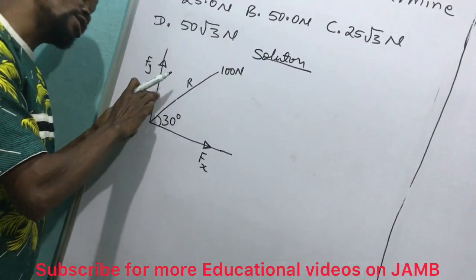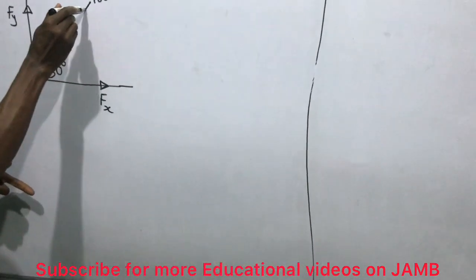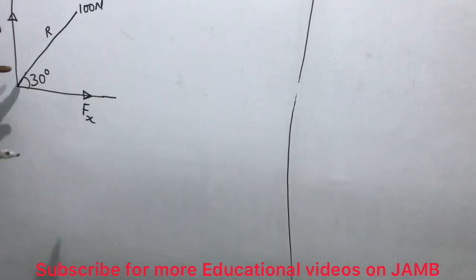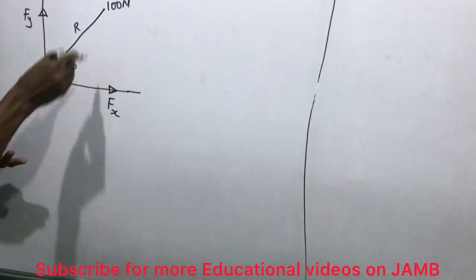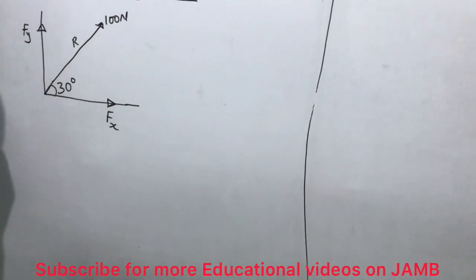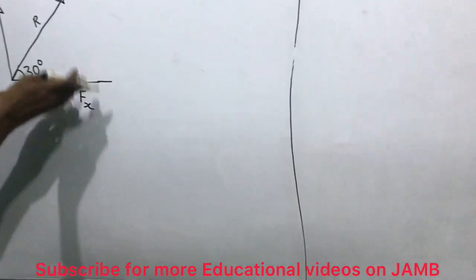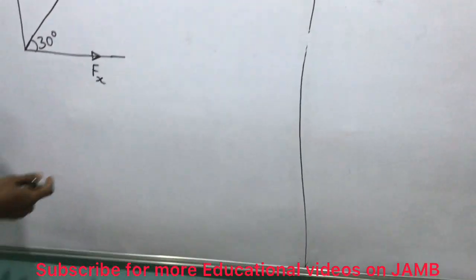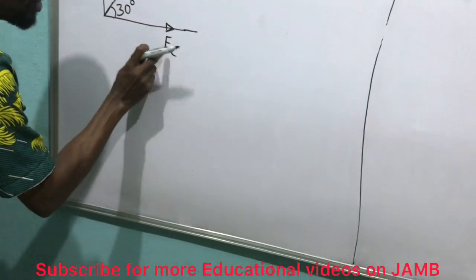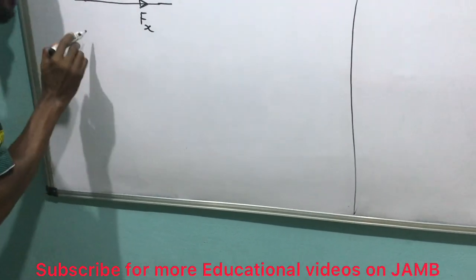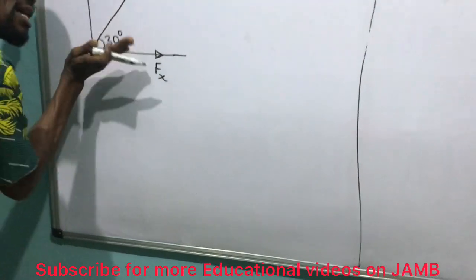If you take the other one instead, you will still get the same answer. If you take this one to be the angle 30, you will still get the same answer. Looking at the resultant force now, I want to get the force that makes 30 degrees with the resultant force. I can say that this one, which makes 30 degrees with the resultant force, is adjacent over hypotenuse.